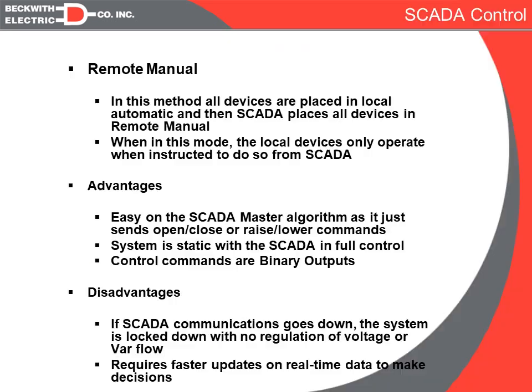Now, for the local controls, there are two ways that we can do this. The first way is what's called remote manual. In the remote manual mode, all controls will be in remote manual, meaning that they will not be making any decisions on their own typically. So if you're a capacitor bank, you're not looking at the voltage or the VAR flow to determine whether to open or close. You're awaiting a command from SCADA to tell you whether to open or close.